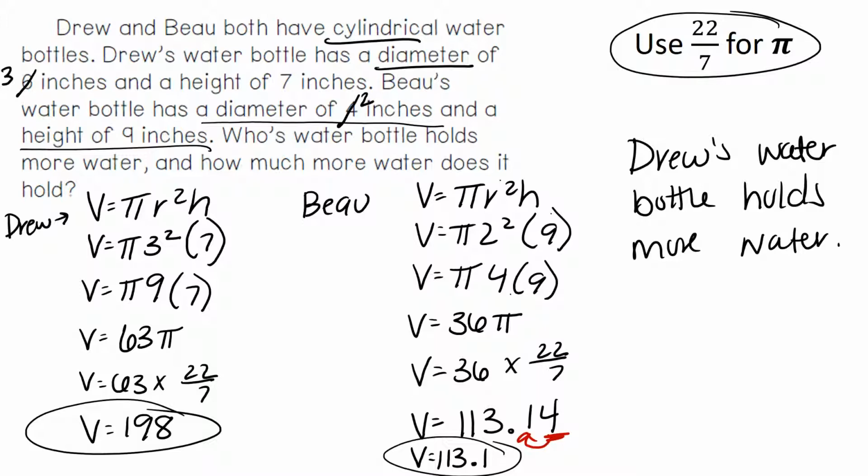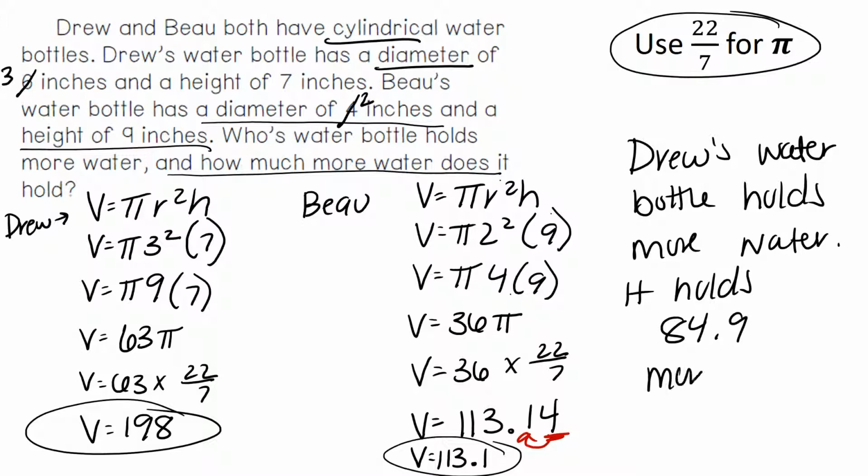The second part of the question asks how much more does it hold? To find out how much more, we subtract. Drew is 198 minus Bo, which is 113.1. And so it holds 84.9 more water. And it would be in inches.